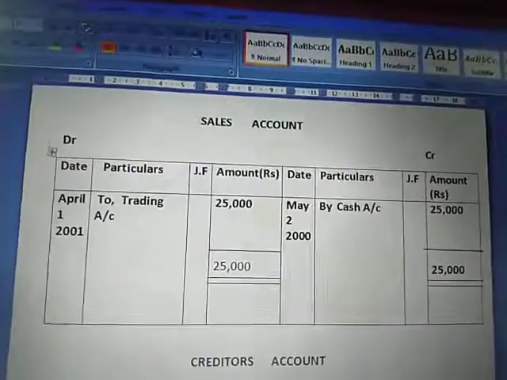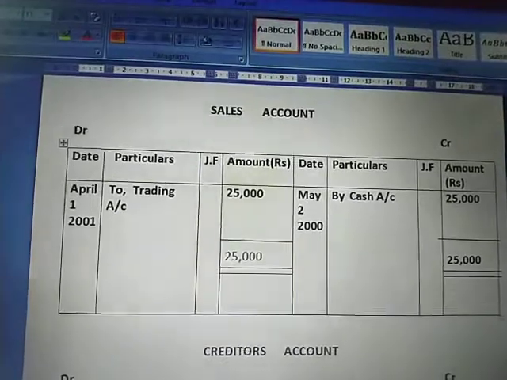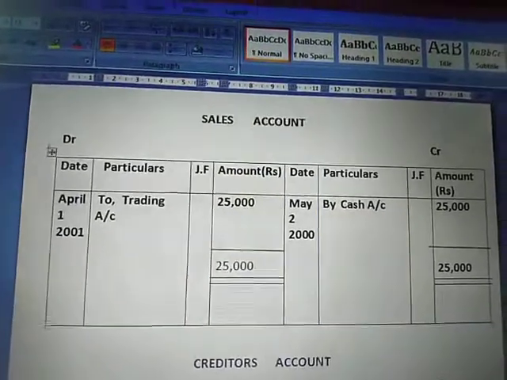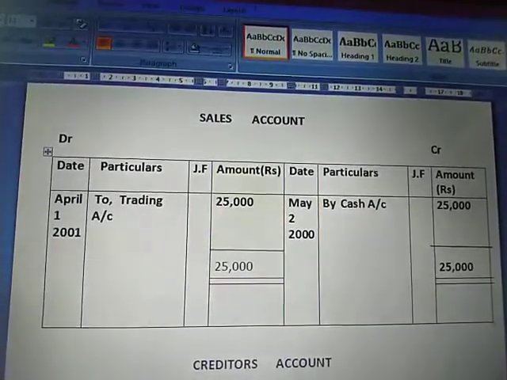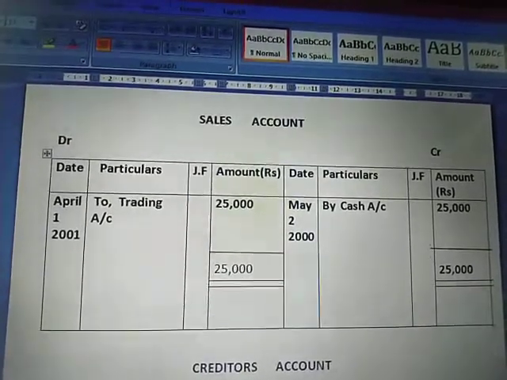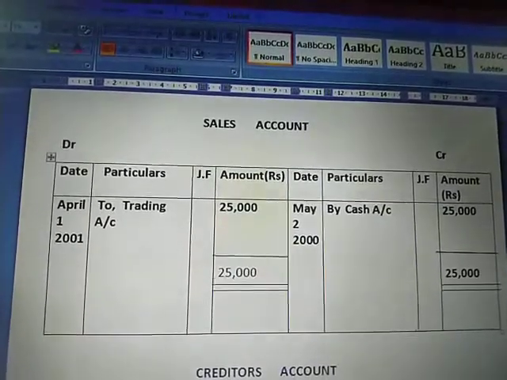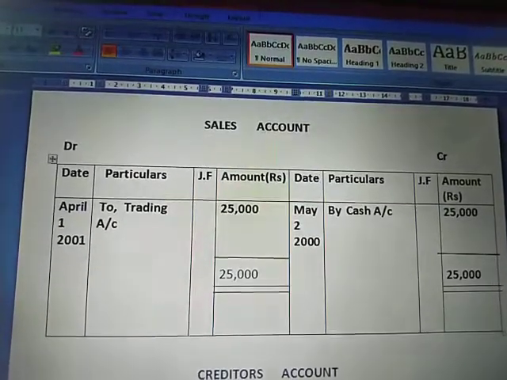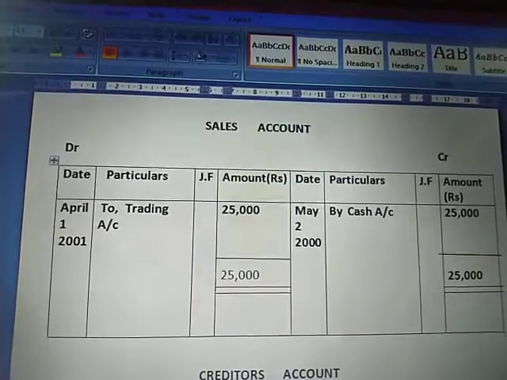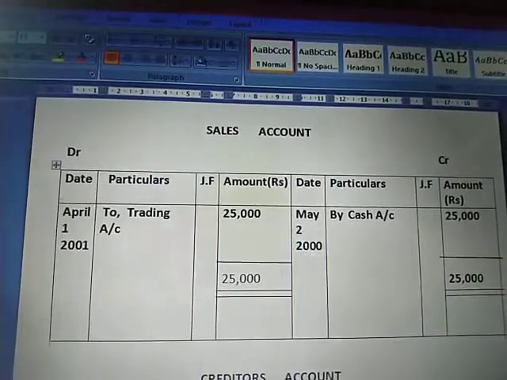Next we have sales account. Sales account is related to goods account, and you know the balancing for that has to be transferred to trading account. So by cash we'll write on May 2000 25,000, since we have done a cash sale, and sales account contains a credit balance. And then on 1st April 2001 we will be transferring into trading account 25,000.